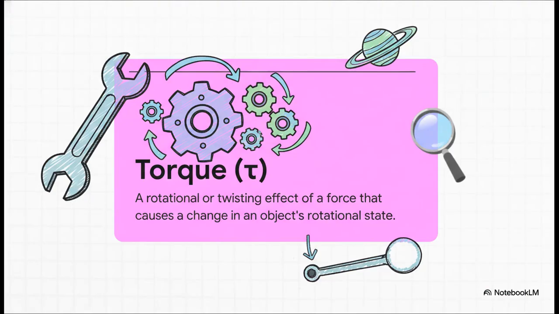So what is torque, really? Well, in the simplest terms, it's the thing that makes stuff spin, or stop spinning, or change how fast it's spinning. You know how a force causes an object to change its linear motion? Well, a torque causes an object to change its rotational motion. It's as simple as that.